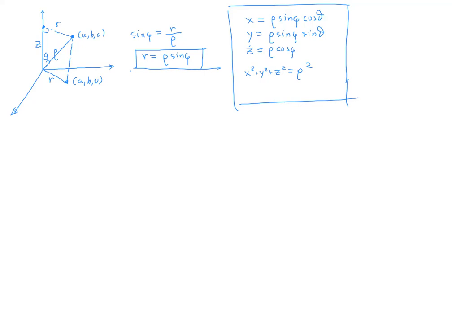And finally, we have the Jacobian, right? Here, the Jacobian is going to be much more interesting. And it turns out that the Jacobian is rho squared times sine phi. And that's it. Okay. So I think we have everything that we need here. And it's time for an example. Okay, so let's do an example.